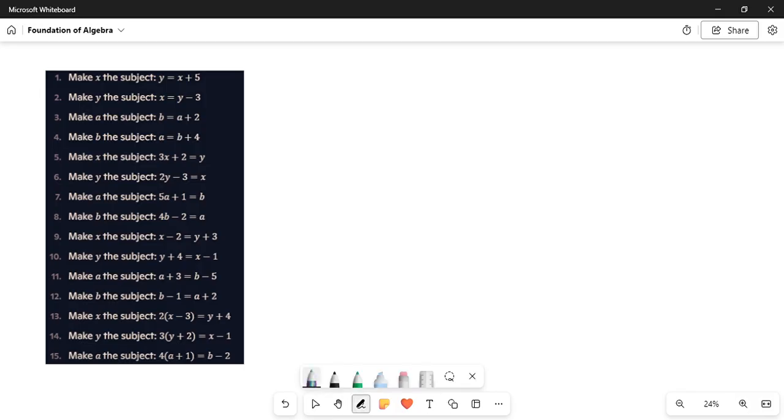Okay, so the first question is, we have to make x the subject in the equation, which is, let's just label it question number 1. y equals x plus 5. Now we have to take this x because in the question it is written make x the subject. So we have to take x to one side of the equation and everything else, like this 5, to the other side of the equation.